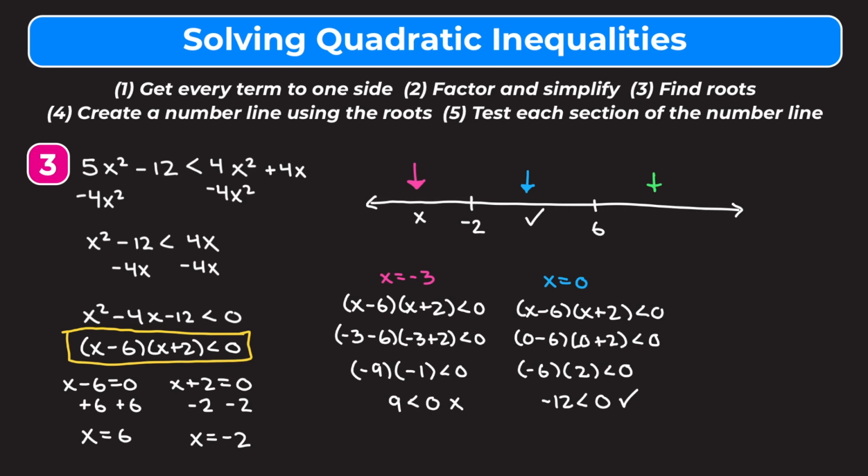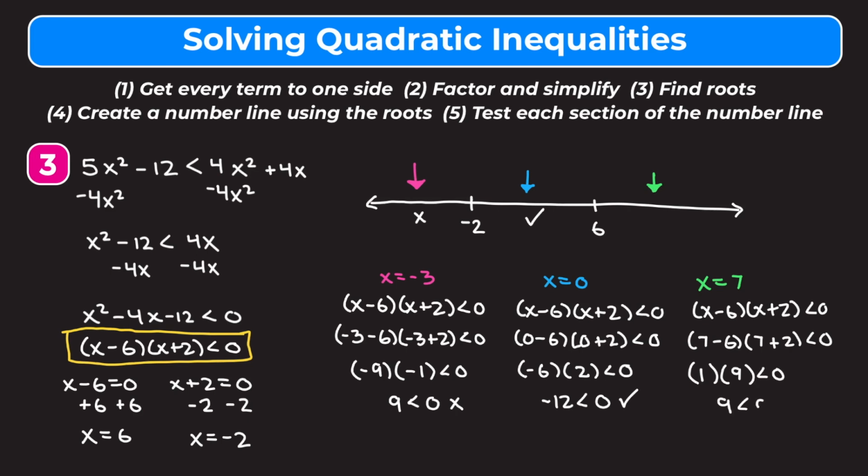And finally, we want to test the right section. So we need to pick a number bigger than 6. So let's just say x is 7. So let's write our factored form, and we are going to replace x with 7 this time. So we're going to have 7 minus 6 times 7 plus 2 is less than 0. 7 minus 6 is 1. 7 plus 2 is 9. And 1 times 9 is 9. So we get 9 is less than 0, which is not true. So we're going to put an x in this part of our number line. So we know that this middle part of our number line is where our solutions lie.